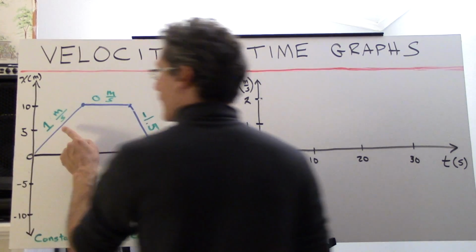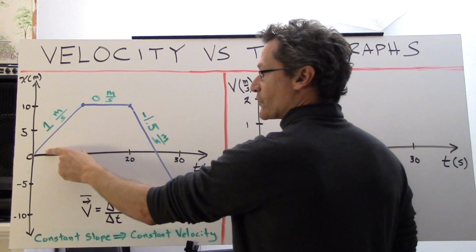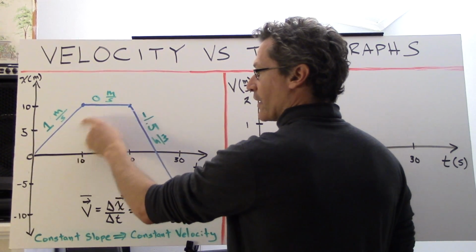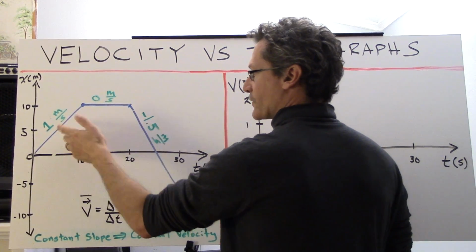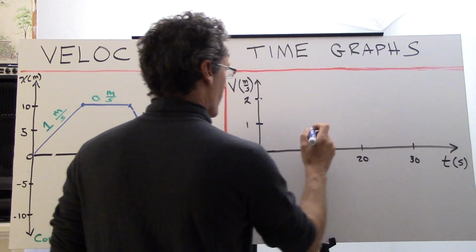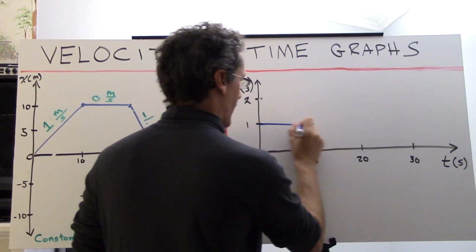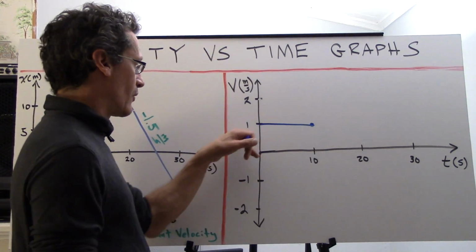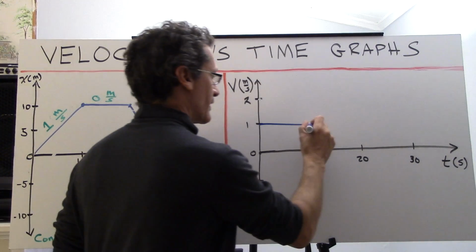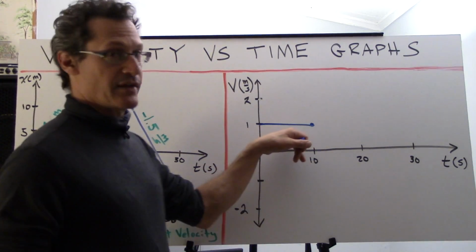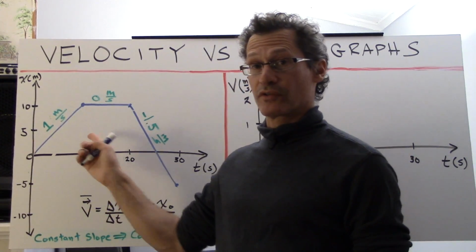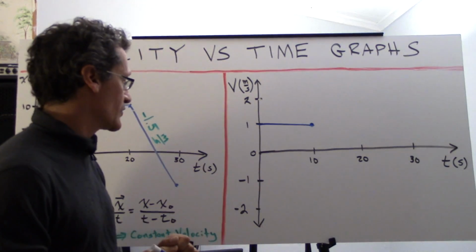Okay, so during the first 10 seconds, there's a constant velocity of 1 meter per second. Constant because of the constant slope again. So what I'm going to do here is just represent that as a horizontal line that is constant for 1 meter per second over these 10 seconds, like that. This represents this exact motion, just translated into velocity versus time.